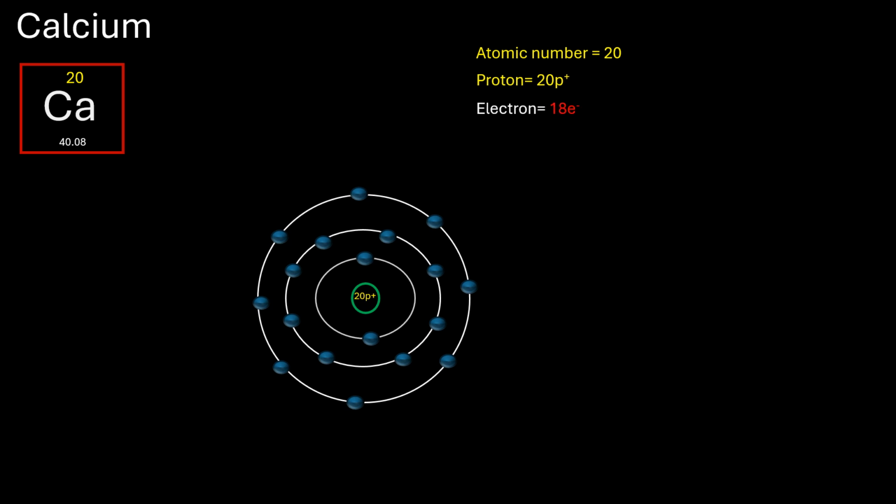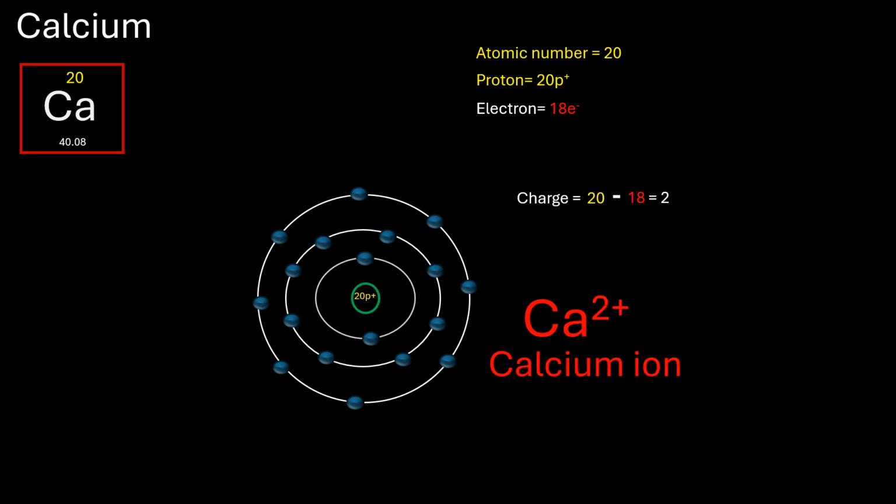So now we have 18 electrons because we just lost 2 of them. So let's check for the charge. 20 protons minus 18 electrons, and that gives us a positive 2 charge. So therefore, calcium would form a positive 2 charge, and we would call it calcium ion. And it also fulfills the octet rule by having 8 electrons in the third or outermost energy level.